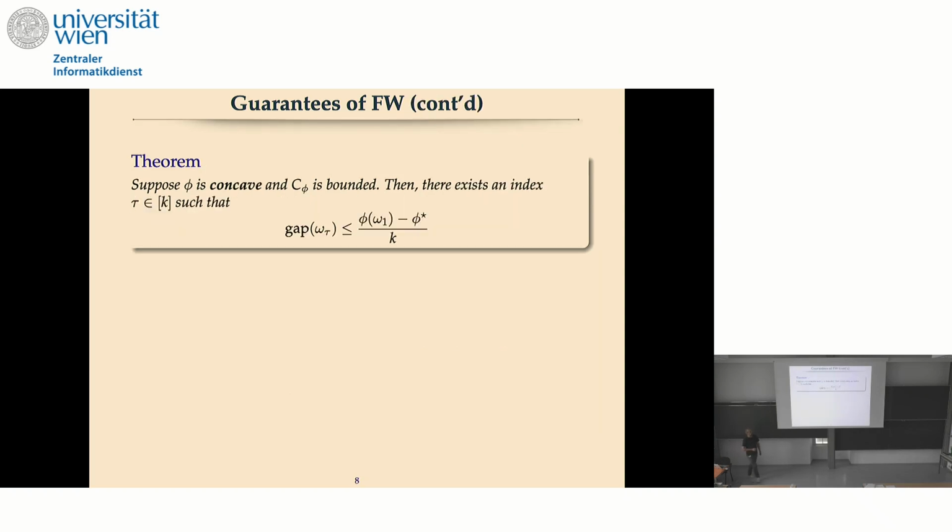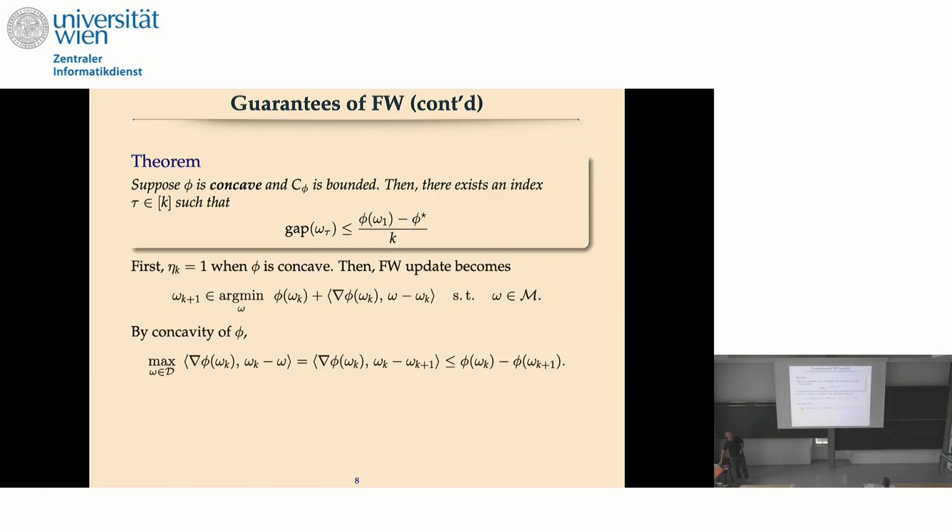So one particular example, maybe less discussed, but very easy to show, is if we assume the objective is concave, and we want to look at a concave minimization problem, the rate becomes 1 over k again. The proof is very simple. It's like a toy example. In this case, the line search always gives 1 as a step size due to the concavity. And the Frank-Wolfe update becomes one line.